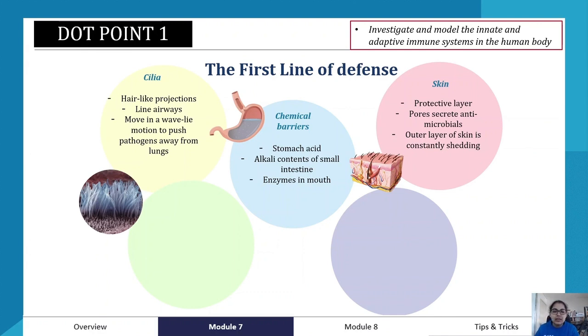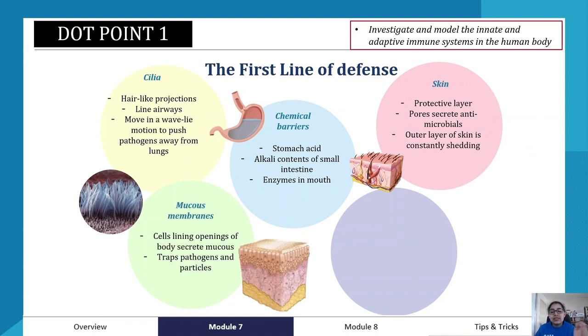So stomach acid is one, the alkali content of the small intestine, and enzymes in the mouth as well. Then we've got mucous membranes. These are the cells that line the openings of the body, and they secrete mucus. And what they do is essentially trap pathogens and microbes in the mucus.